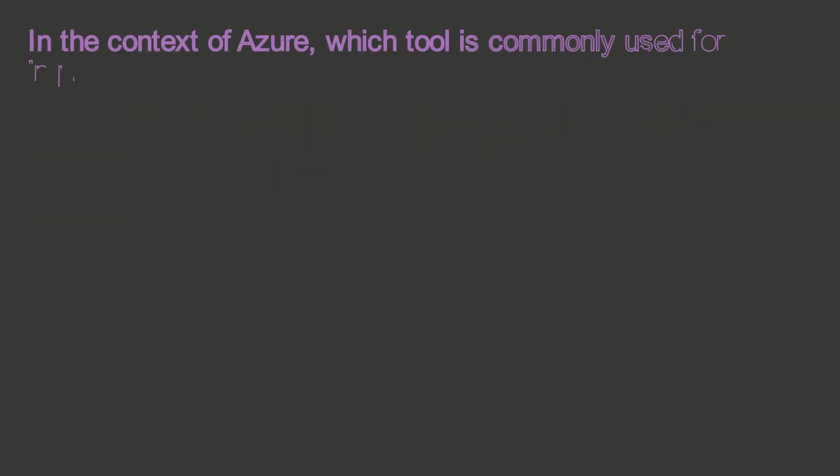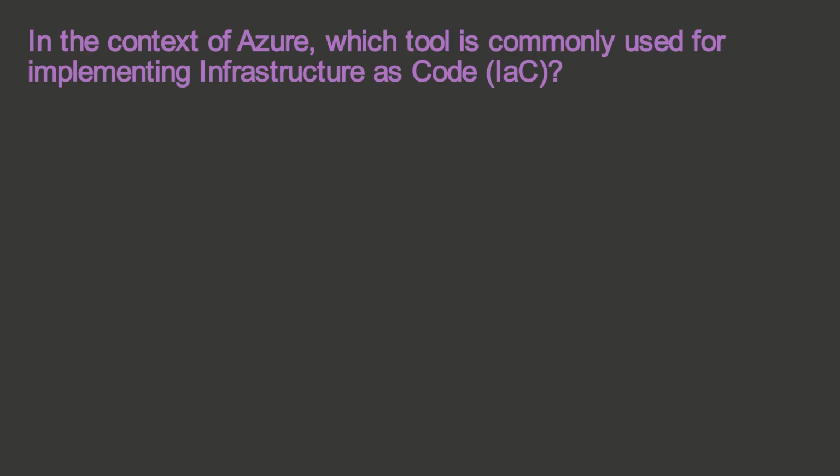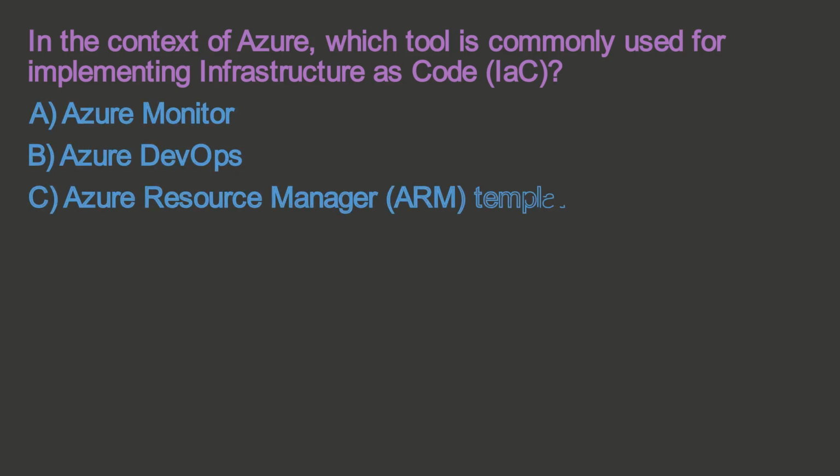In the context of Azure, which tool is commonly used for implementing infrastructure as code? A. Azure Monitor. B. Azure DevOps. C. Azure Resource Manager, ARM templates. D. Azure Security Center.